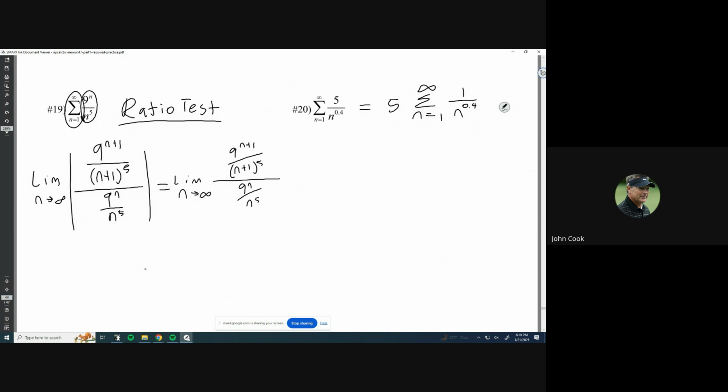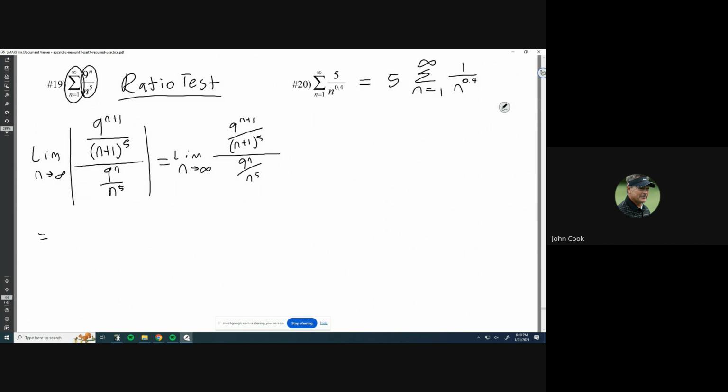Okay, and then it's dividing by a fraction, so multiply by the reciprocal. So that's 9 to the n plus 1 over n plus 1 to the fifth times n to the fifth over 9 to the n. Then I'd probably like expand the exponents.